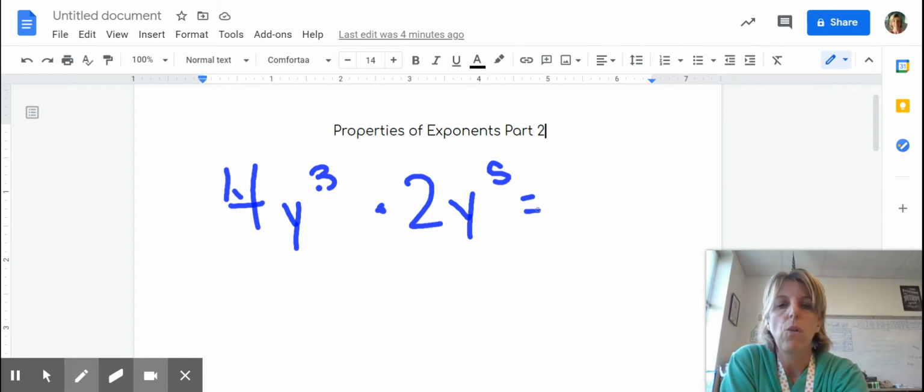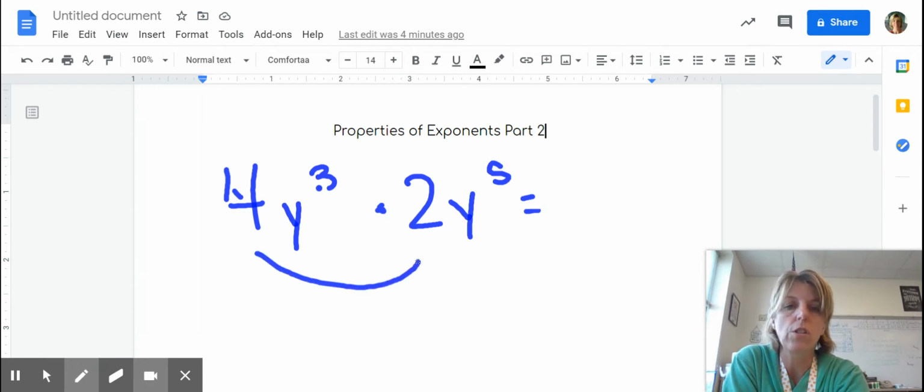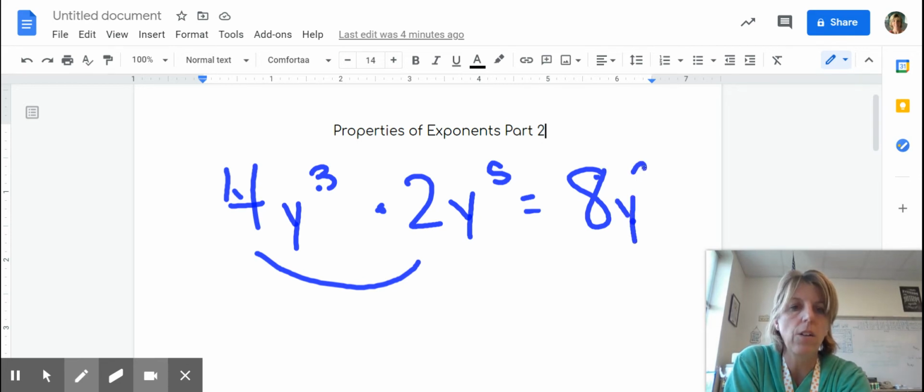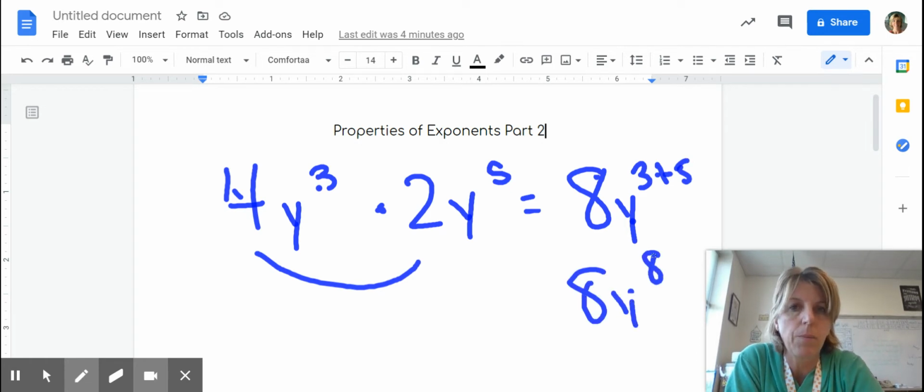So we just multiply the coefficients just like you normally would do. So 4 times 2 would be 8. And then y to the third times y to the fifth is y to the third plus fifth, because when you multiply, you add, and you would get 8y to the 8th. 8y to the 8th. All right? So that's one thing I wanted to point out to you.